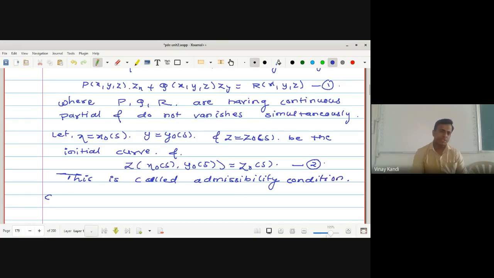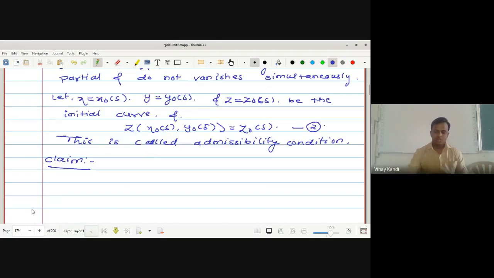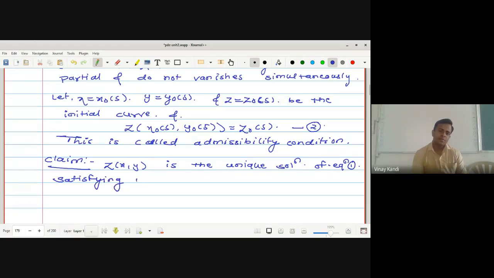Okay, now we have to prove the claim. We have to prove that z of x, y is the unique solution of equation 1 satisfying the initial condition. Which one? z of x naught of s and y naught of s is equal to z naught of s.